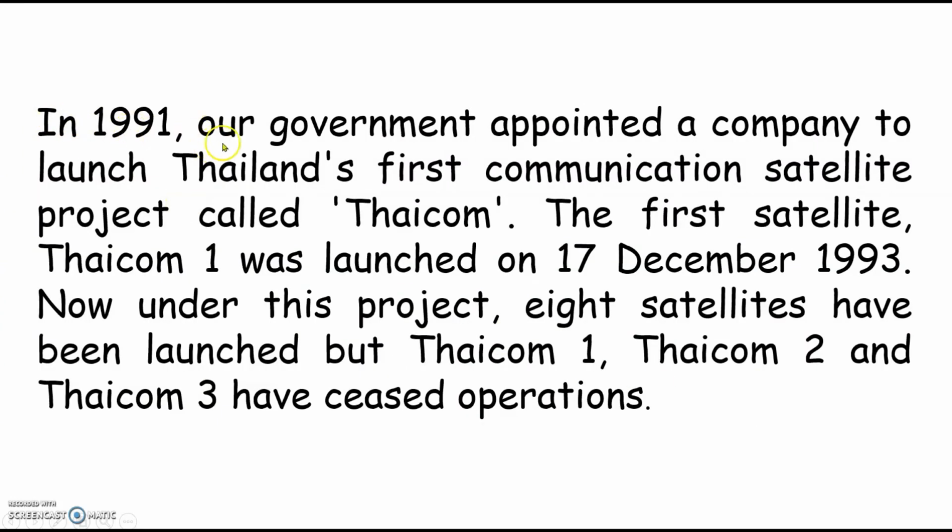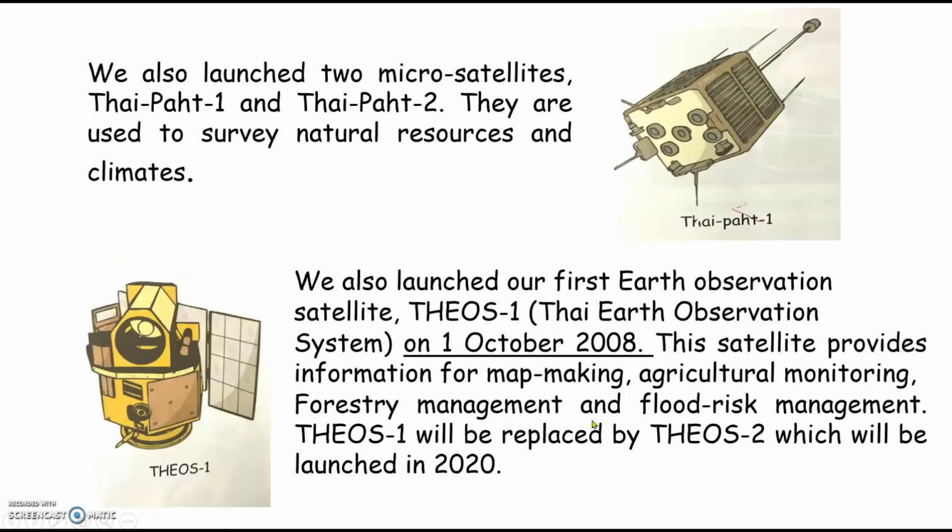In 1991, our government appointed a company to launch Thailand's first communication satellite project called THAICOM. The first satellite, THAICOM-1, was launched on 17 December 1993. Now, under this project, 8 satellites have been launched, but THAICOM-1, THAICOM-2, and THAICOM-3 have ceased operations. We also launched 2 microsatellites, THAI-PAT-1 and THAI-PAT-2. They are used to survey natural resources and climates.